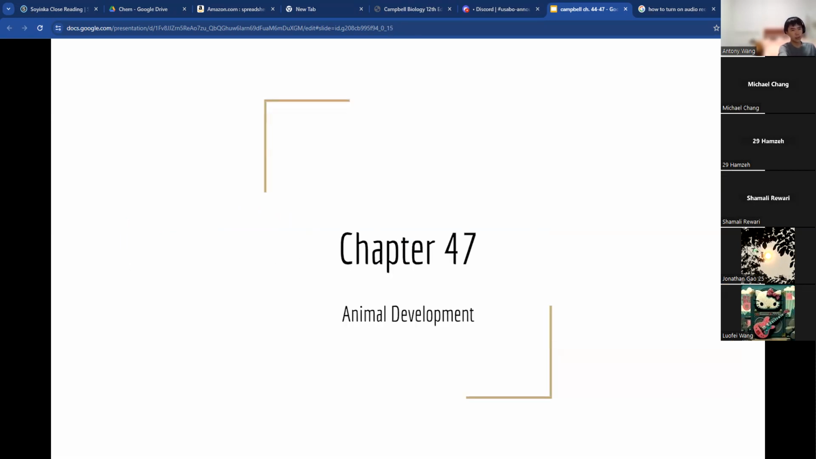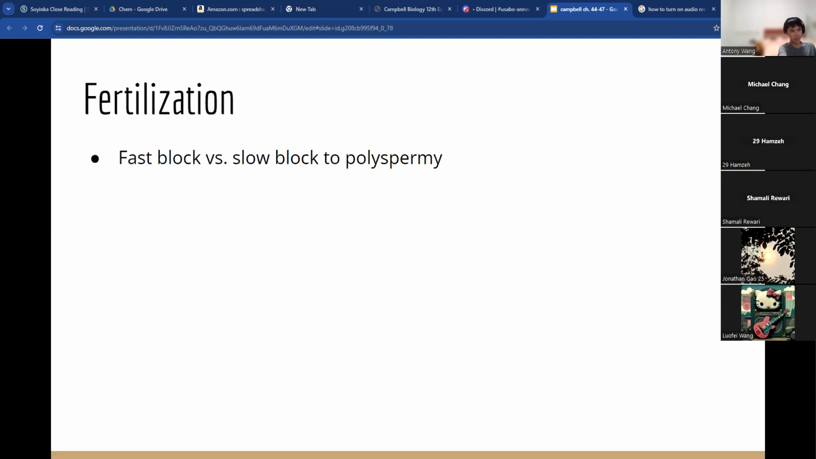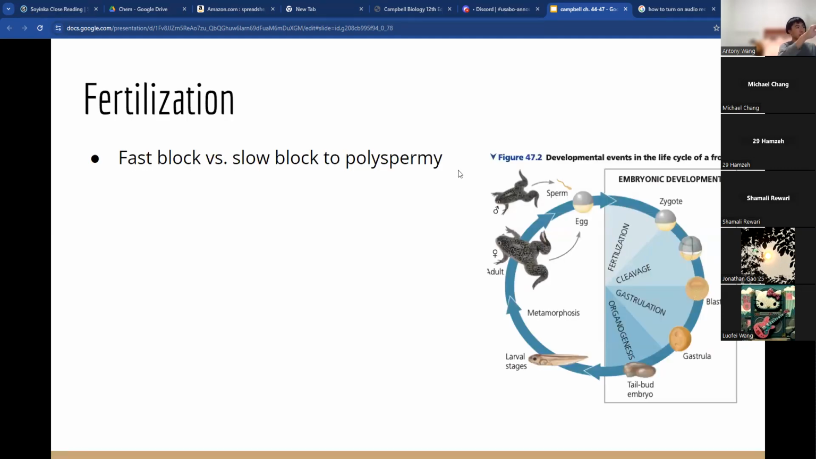All right, okay. Last chapter, animal development. Okay, so let's go back to fertilization. We know that gametes are haploid, right? Gametes have one copy of the genome. Now, if you have one sperm and one egg, those two fuse and you get two copies of the genome, right? And then you have a diploid organism, which is perfect.